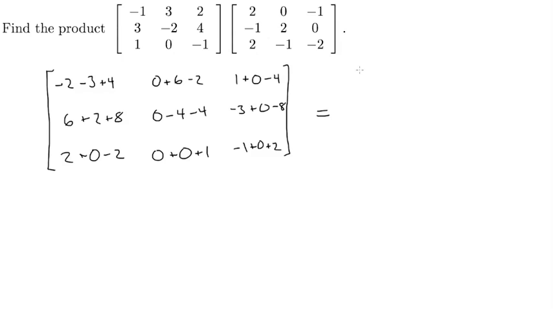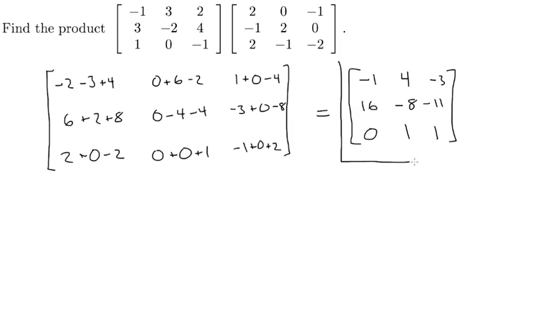Grand finale, add all those up. -2 minus 3 plus 4, that will be -1. Let's see here, then this will be 4. This will be -3. We've got, let's see here, 16. -4 minus 4 will be -8. -3 minus 8, -11. 2 minus 2 will be 0. 0 plus 1 is 1. -1 plus 2 will be 1.